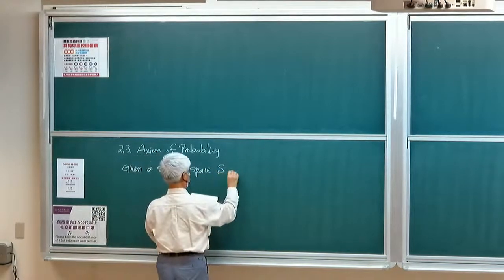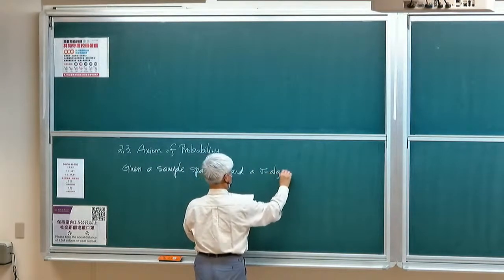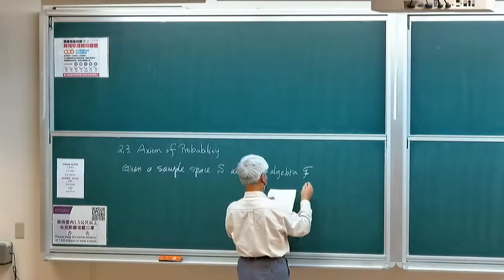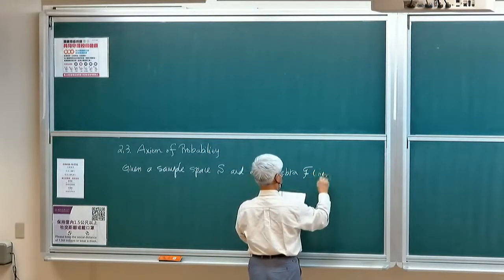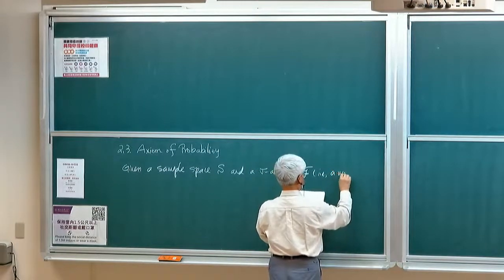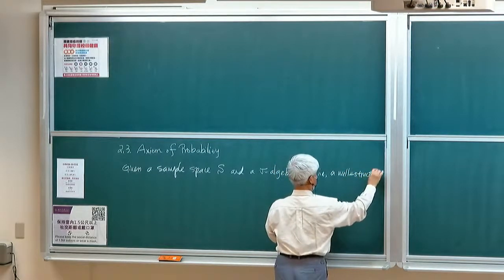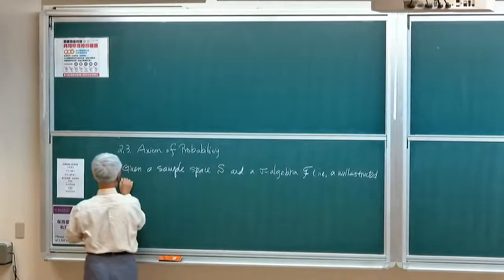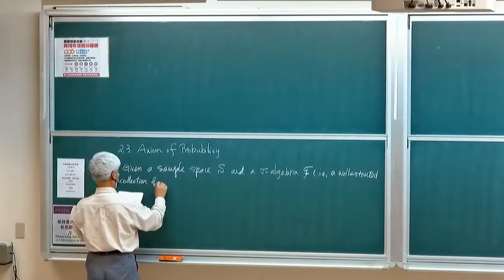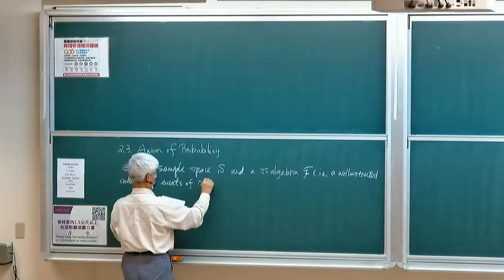called X and a sigma algebra called F. Right, and we know we have defined that a sigma algebra is a well-structured collection of events of interest.